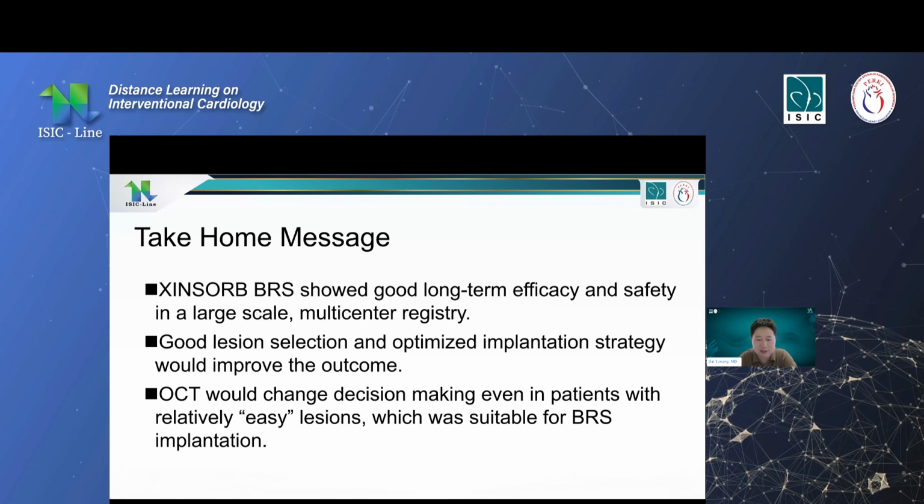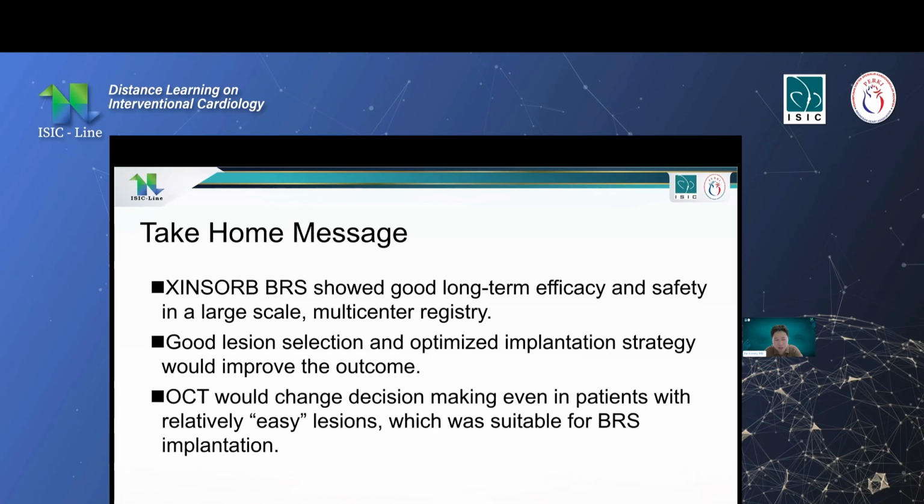OCT would change decision making even in patients with relatively easy lesions, just as you saw in the last case. From the angiography, we treated it as a very easy case, a type A lesion. However, after OCT imaging, you can see that it was not well prepared, and after the implantation of BIS, it could not get a very good result. OCT-guided strategy should be suitable for BIS implantation. That's very important. And thank you. That's all of my sharing. Thank you for your attention.